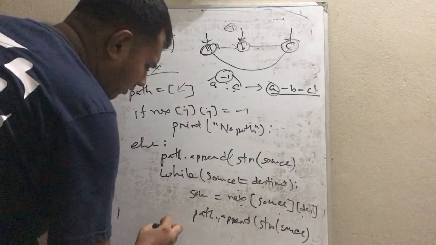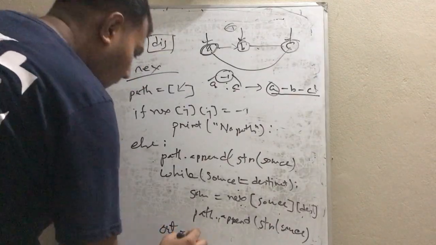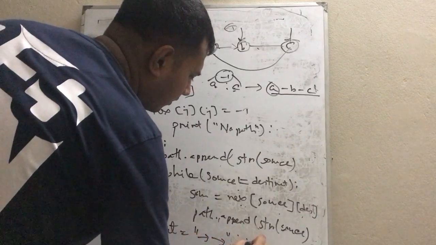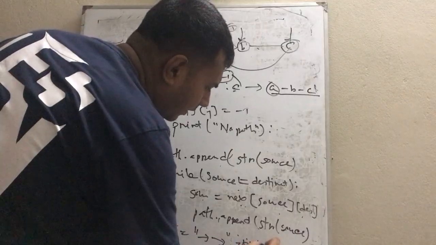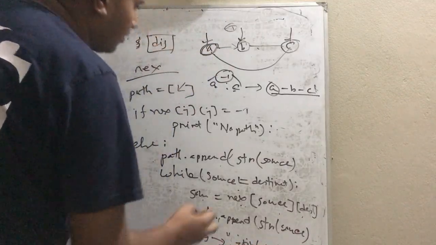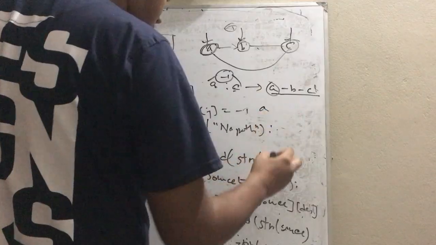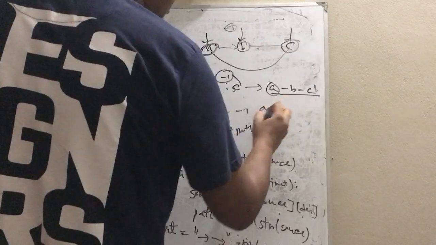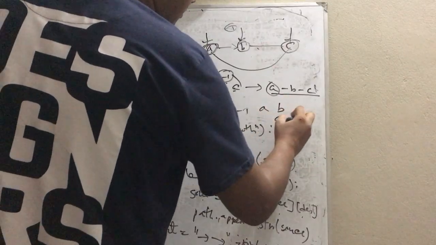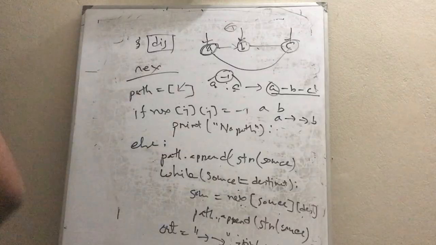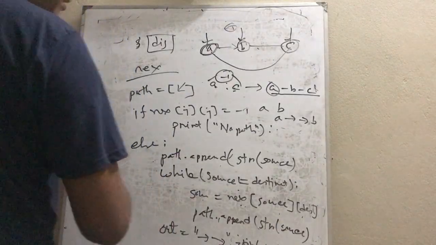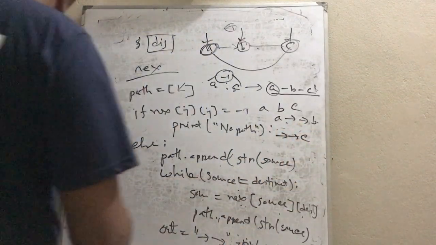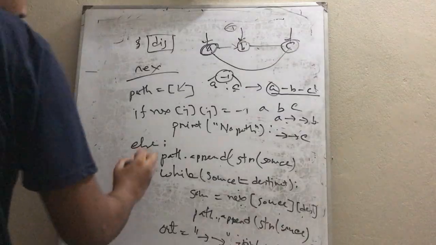So what is the output of the path? out equal, we just modify something, dot join path. So what does this do? If our value is like AB, then this joins between AB, like A, B, C. So A, B, and we print the output.